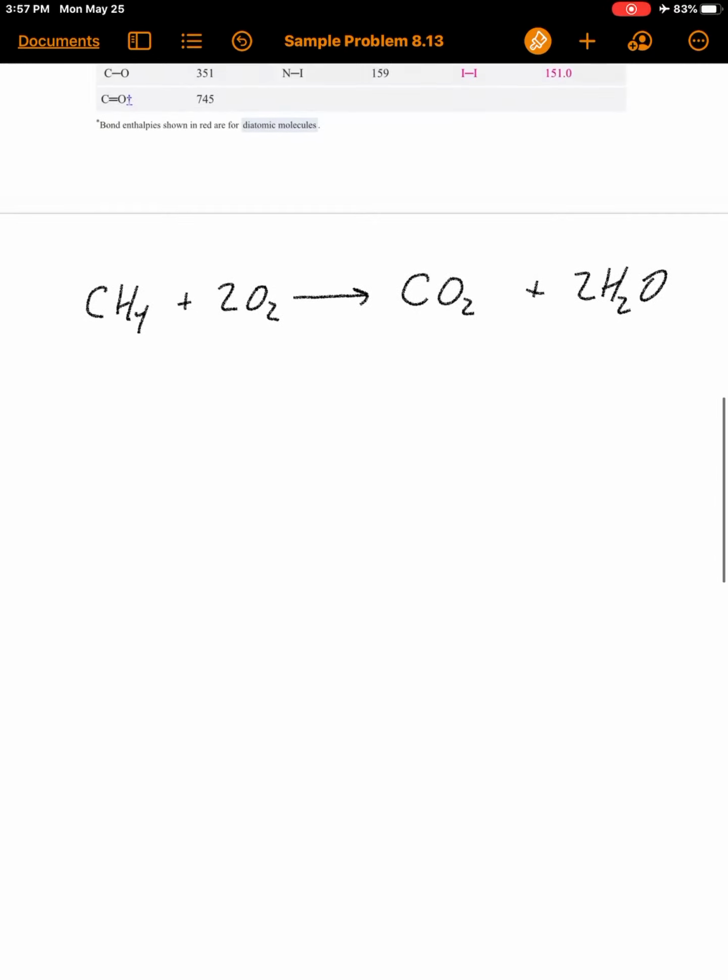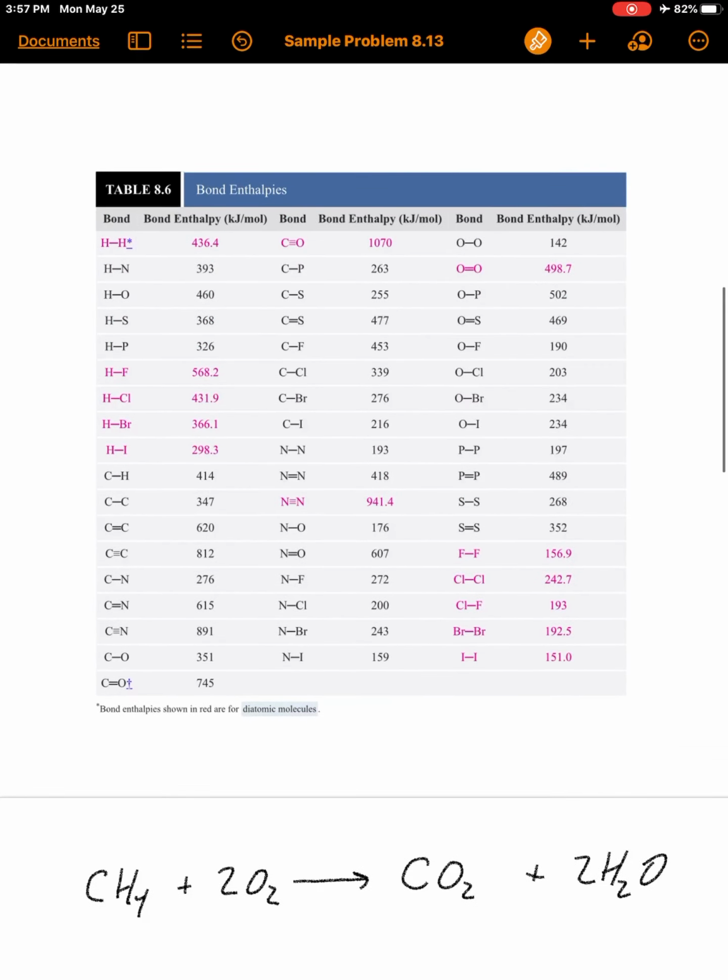Okay, sample problem 8.13. Use bond enthalpies from table 8.6 to estimate the enthalpy of reaction for the combustion of methane. So the equation is written here, CH4 plus 2O2 yields CO2 plus 2H2O. That's the balanced equation. These are the bond enthalpy values in table 8.6. These are the energies required to break the bonds for many different chemical bonds, covalent mostly.